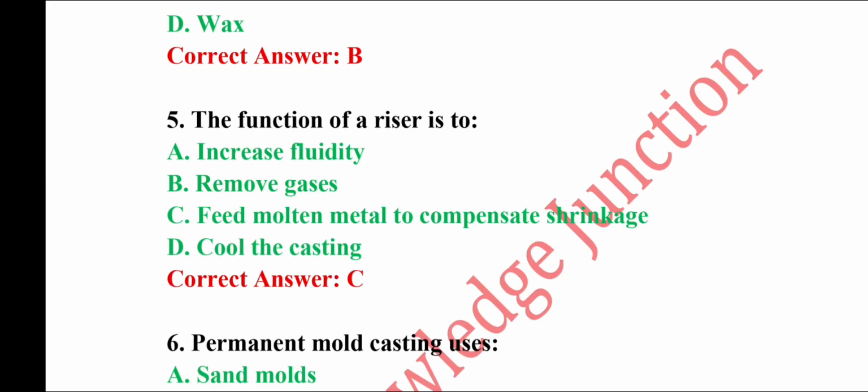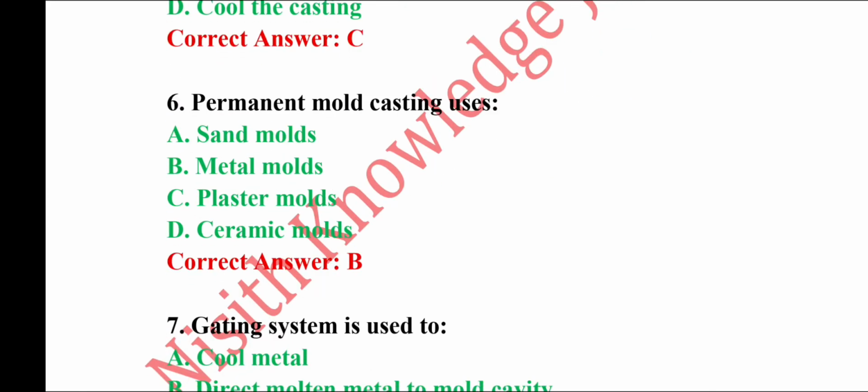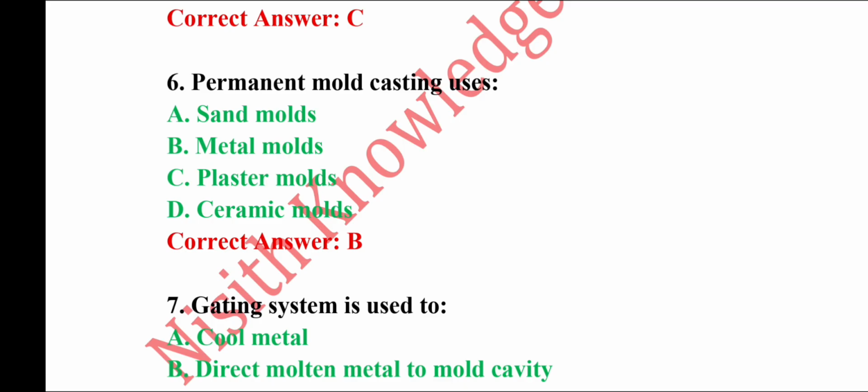The fifth question is the function of riser is to. The options are increase fluidity, removes gases, feed molten metal to compensate shrinkage, cool the casting. The correct option is feed molten metal to compensate shrinkage. The option C.